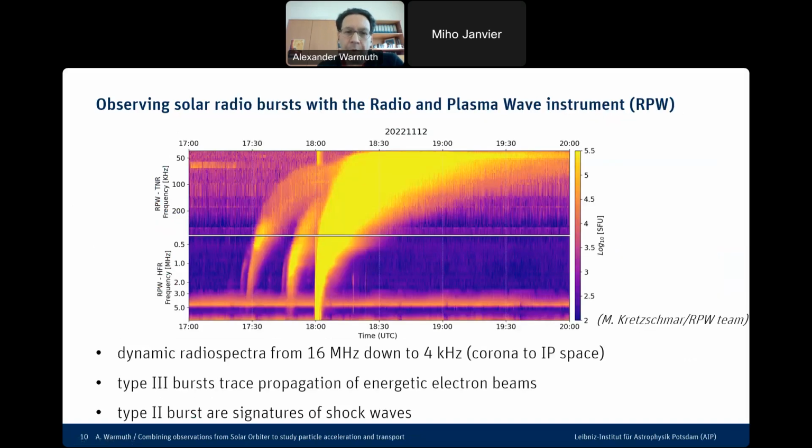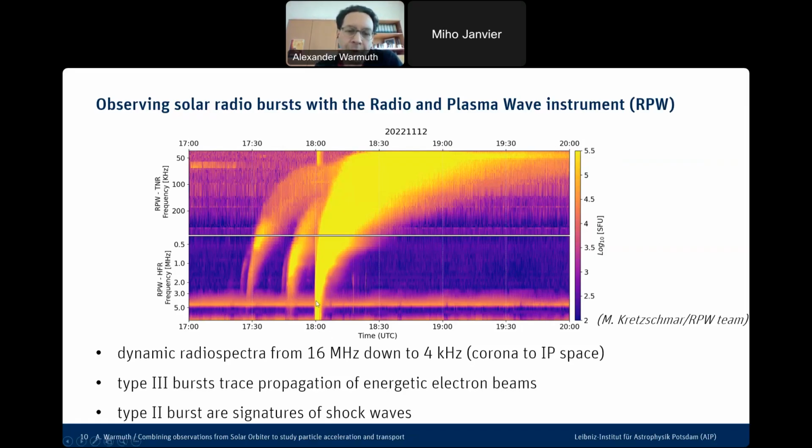Concerning radio, we look into radio spectra from the RPW instrument. So here is a dynamic radio spectrum. Time runs on the x-axis, on the y-axis, we have decreasing frequency. So this is plasma emission, so emission at the local plasma frequency or its harmonic. And those fast drifting structures you see here, drifting from high to low frequencies, are signatures of electron beams that generate Langmuir turbulence and then generate radio emission.